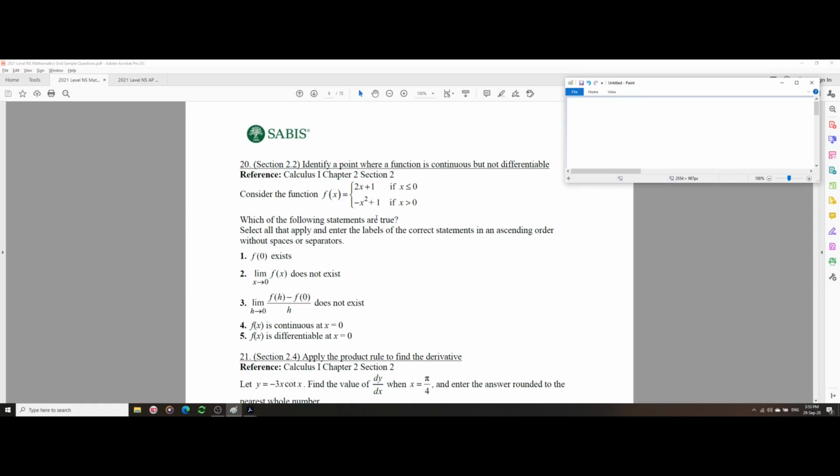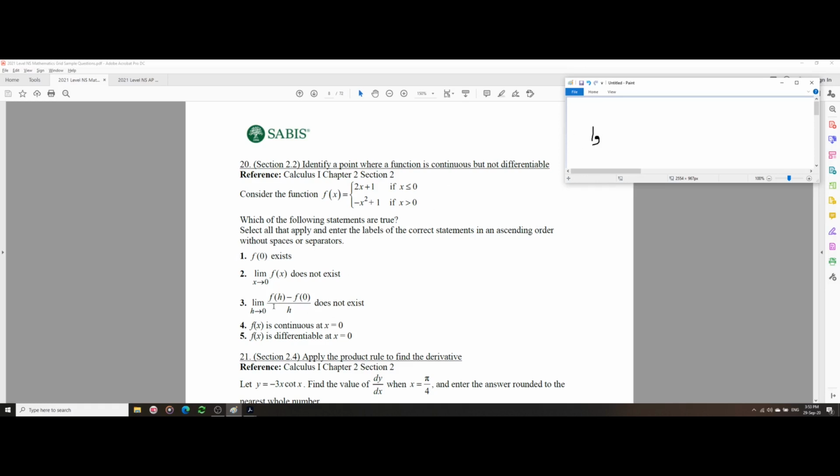Okay, so question 20. Again, function, 2 pieces, and same style of questions. F of 0 exists, let's check. 0 is defined. Put 0, you get 1. 1 is a defined value, so there you have it. It does exist. It's true. Next one, limit of f of x as x approaches 0 does not exist. Let's check. So put 0, 0, you get 1, 1, and they're equal, so the limit does exist. They asked for not, so it's false. So we don't pick it.